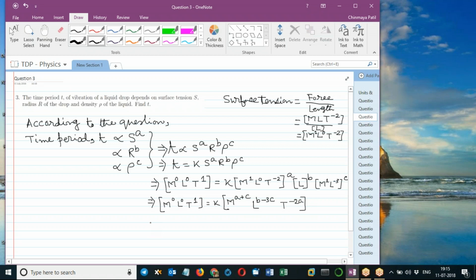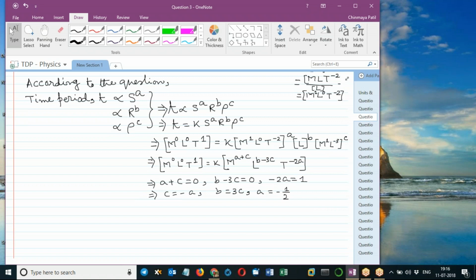So if we equate, what do we get? We get a plus c equal to 0, b minus 3c equal to 0, and minus 2a is equal to 1. This gives c is equal to minus a, b equals 3c, and a is equal to minus 1 by 2.